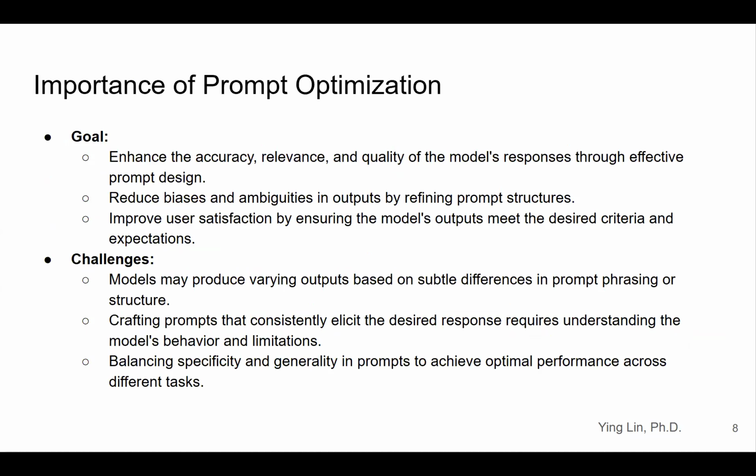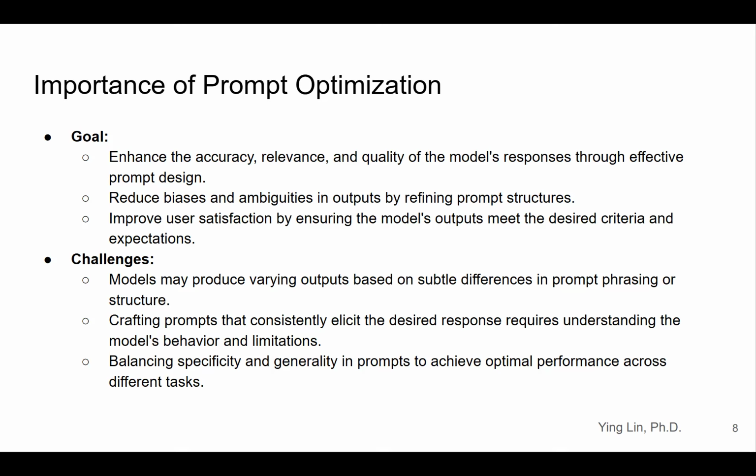Effective AI interactions depend not just on what we ask, but also on how we ask it. Prompt optimization is the process of designing prompts that improve accuracy, relevance, and quality of AI-generated responses. So the goals of prompt optimization are to enhance accuracy and relevance, reduce bias and ambiguities, and improve users' satisfaction.